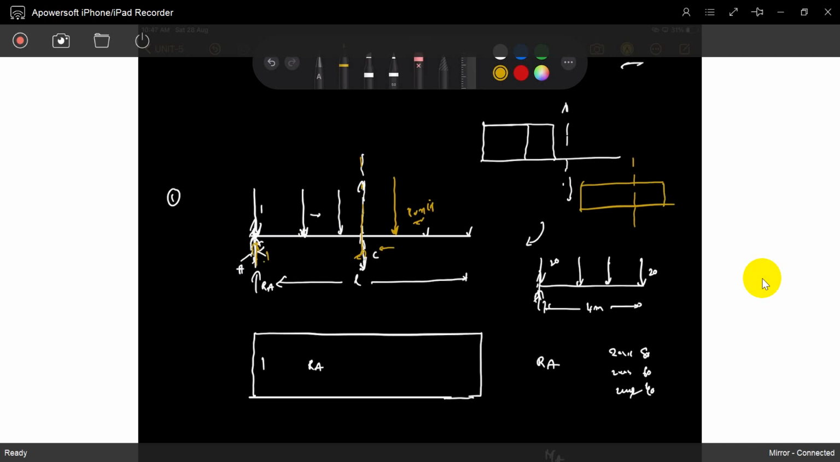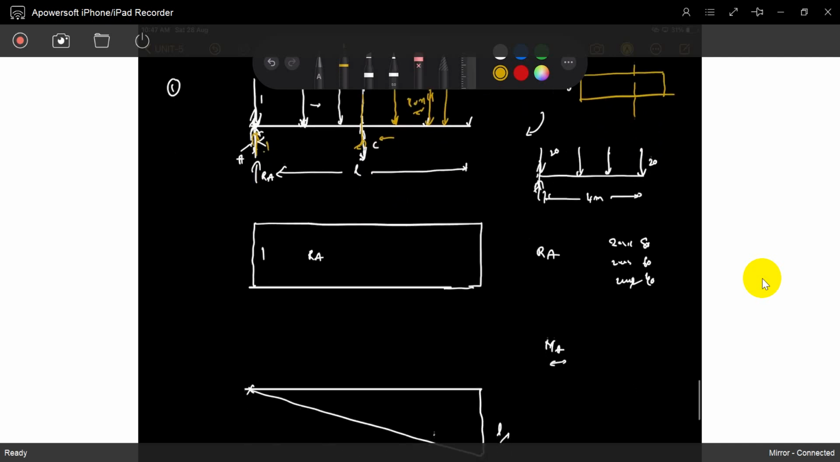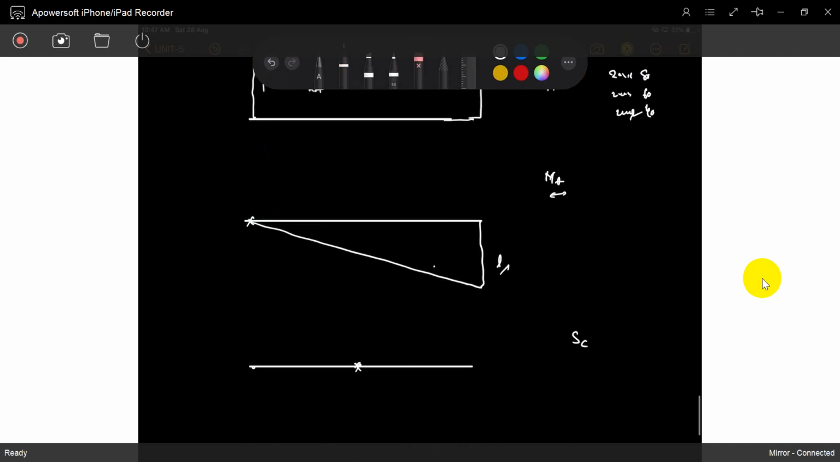Otherwise, come from the right side. See, only 1 is there. So the load is here. Again, same thing. So what is the shear force diagram? Up to this it is 0. Later, it's 1. That's it.